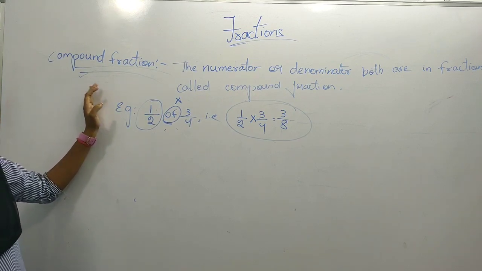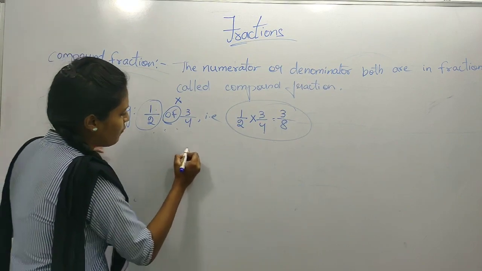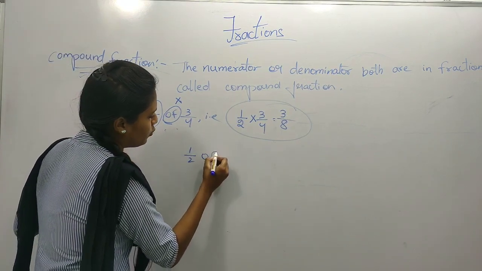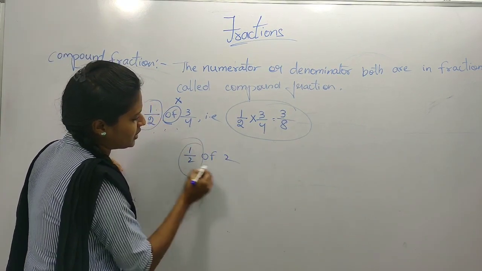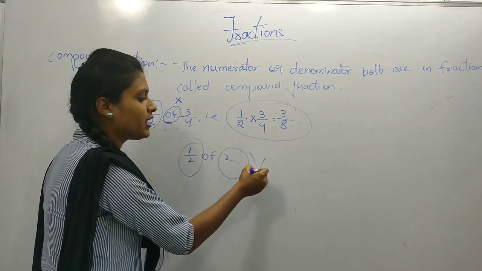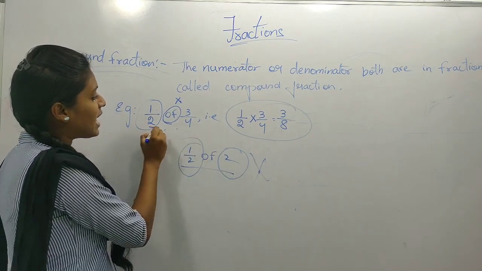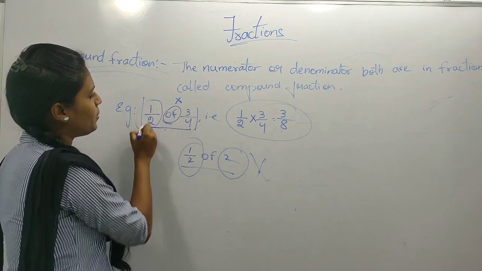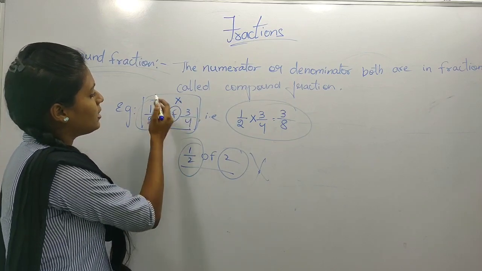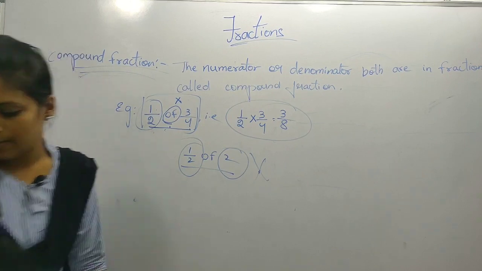You can identify it this way. Otherwise, you may make a mistake by taking 1 by 2 of 2. Here the numerator is a fraction, but the 2 is not a fraction, so it will be wrong. It is not a compound fraction. You must identify it by checking that both the numerator and the denominator are fractions, then it is called a compound fraction.